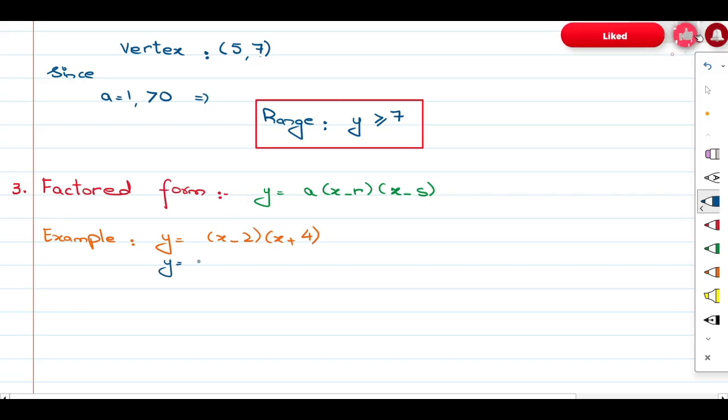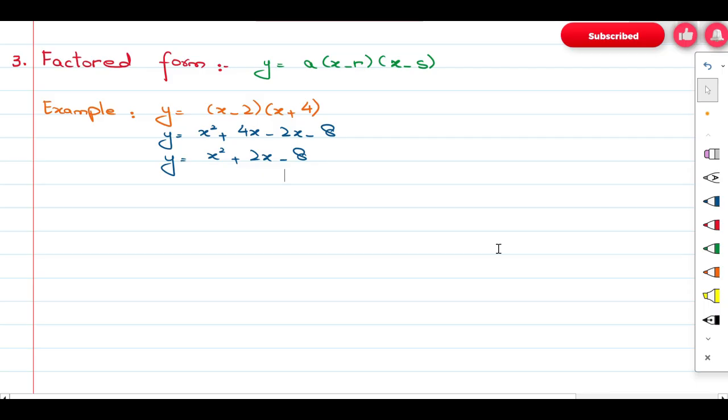x times x is x squared, 4 times x is 4x, minus 2 times x, minus 2 times 4 is 8. So y equals x squared plus 2x minus 8. Now your factored form is converted into standard form, right? Now we have to use the same rule.